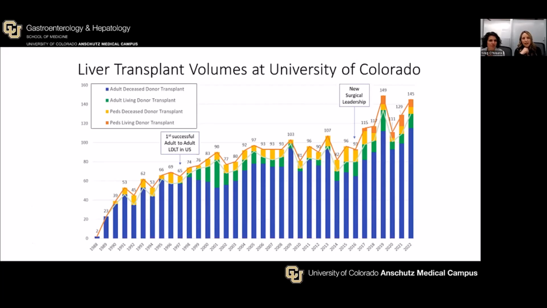Before we get into everything, I also wanted to show you just an idea of our transplant volume at University of Colorado. Thank you to Dr. Whitney Jackson for giving us this slide. You'll see that over the past 30 years, our transplant volume really has increased. And something that's pretty unique and great about our transplant program is that we do living donor liver transplant. And we support grafts to not only adult recipients, but also to the pediatric population next door at Children's Colorado.